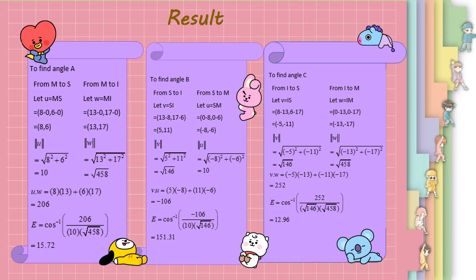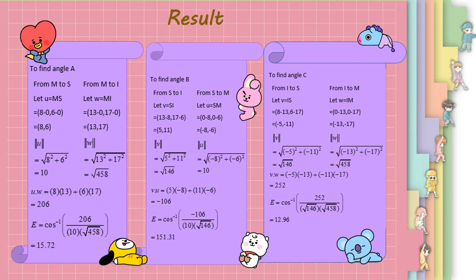Next, let's find angle B. To find angle B, we will need to find another vector. As the ship continues from Singapore to Indonesia, let v equal SI, where I minus S, resulting in the values of v equals 5 and 11. Next vector is vector u, from Singapore to Malaysia, S minus M, resulting in negative u, where u equals negative 8 and negative 6.